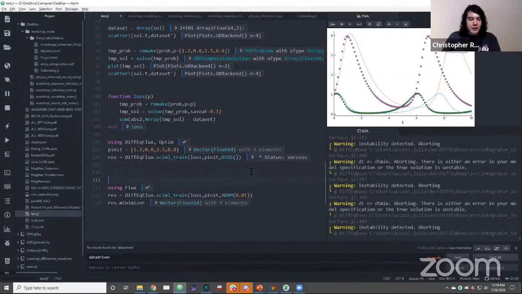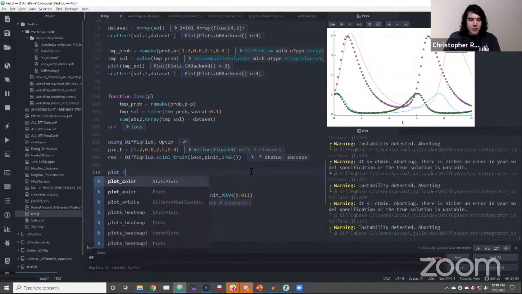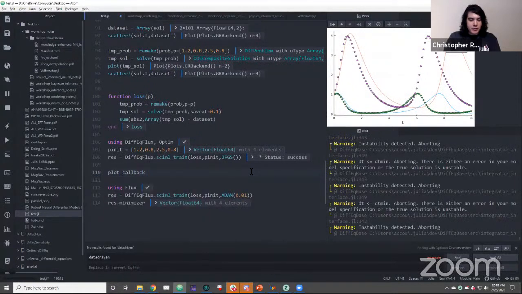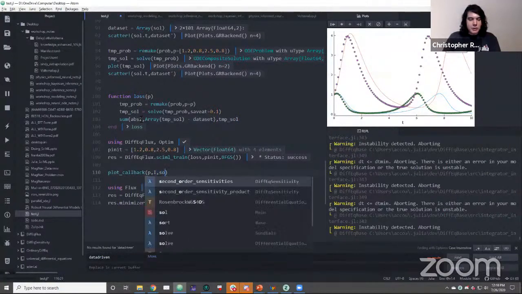We can put a callback in here. So we can do something like a plot callback. The plot callback is a function that always takes in your parameters, and then takes whatever your loss function returns. So here I want to change my loss function to return something, so that I have both my loss and my solution in here.